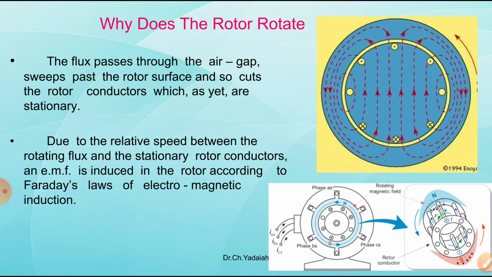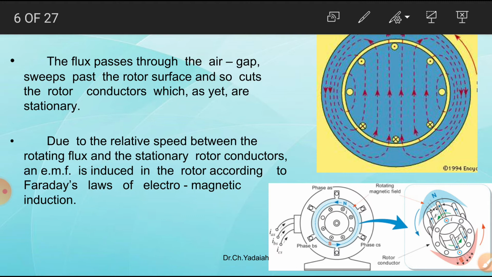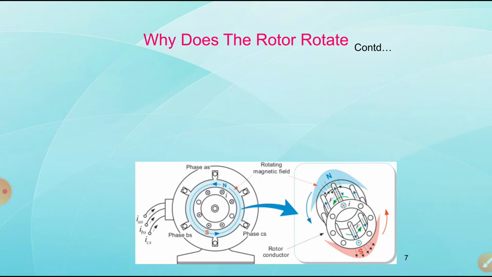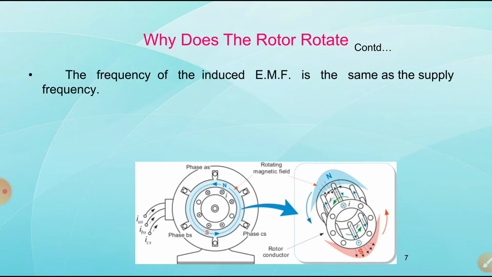Due to the relative speed between the rotating flux and the stationary rotor conductors, an EMF is induced in the rotor according to Faraday's laws of electromagnetic induction. So, you can see how the EMF is induced in this one. Now, the frequency of the induced EMF is the same as the supply frequency.